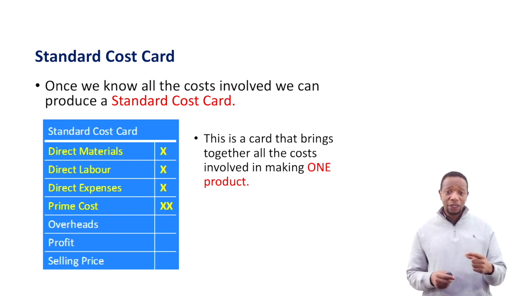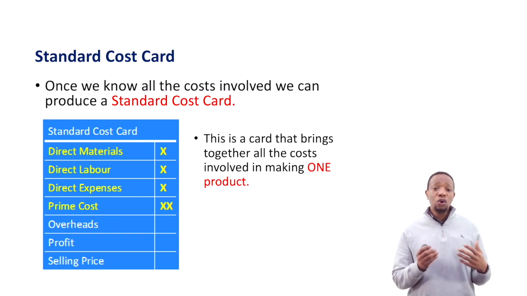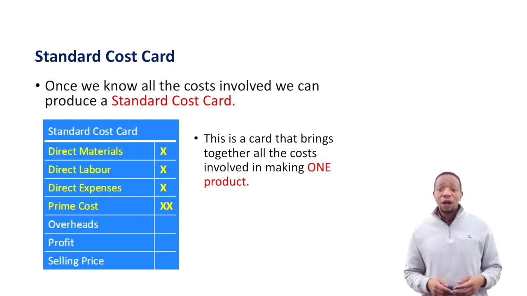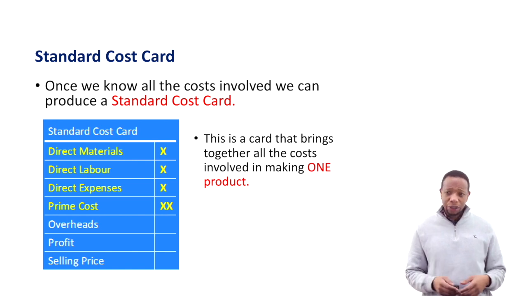Once we've worked that out, we can then start thinking about the overheads. There are different ways of looking at this, and we'll talk about that in other concept videos. Once we know that, we then look at the profit, a markup maybe, to see how much we want to sell. Now, let's look at an example and maybe put this into context.